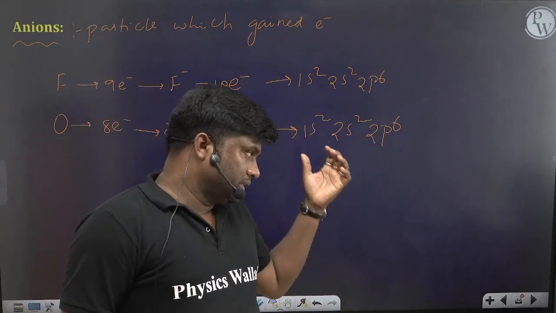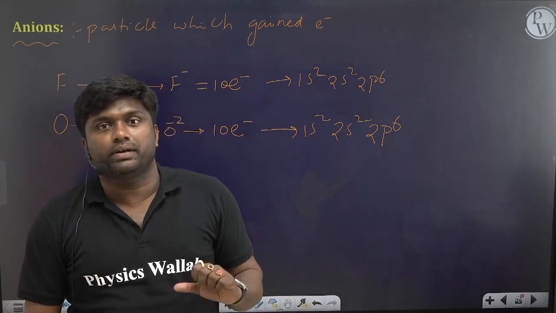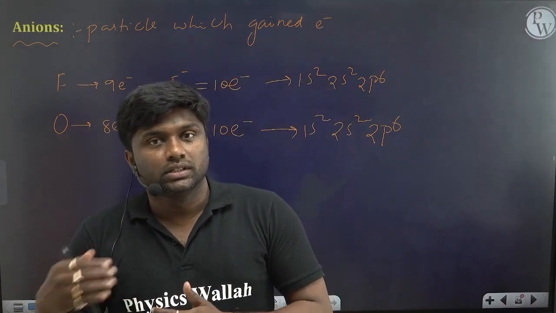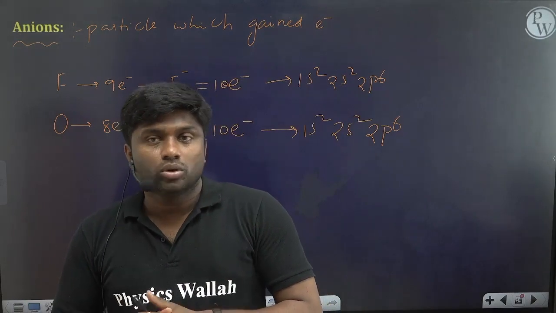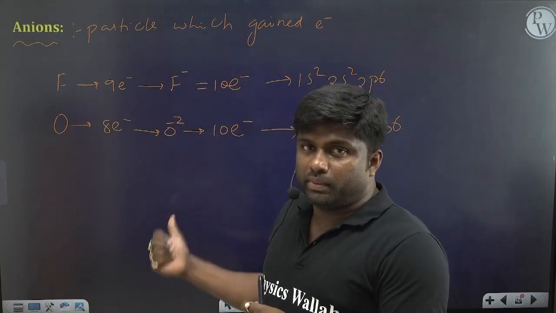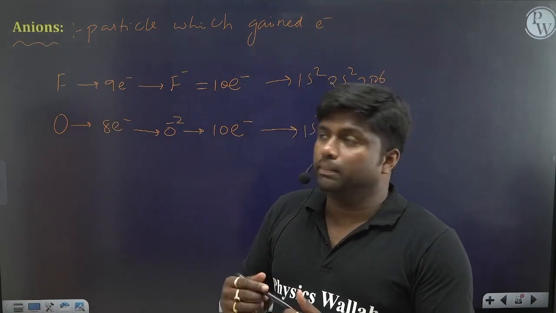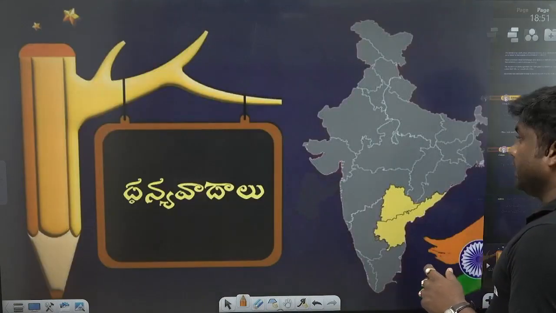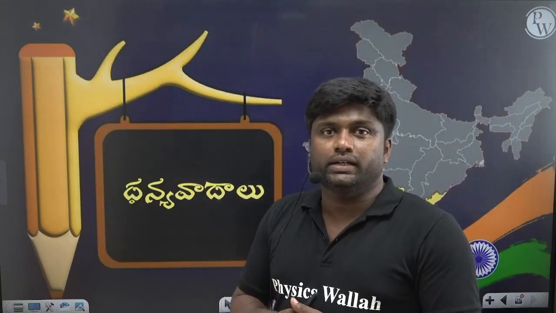So with this we have finished the atomic structure chapter. Next we are going to start the periodic table in the next class. I have given a DPP for this one. Practice the DPP. And thank you for today. In the next class we are going to meet with the chapter periodic table. Thank you all.